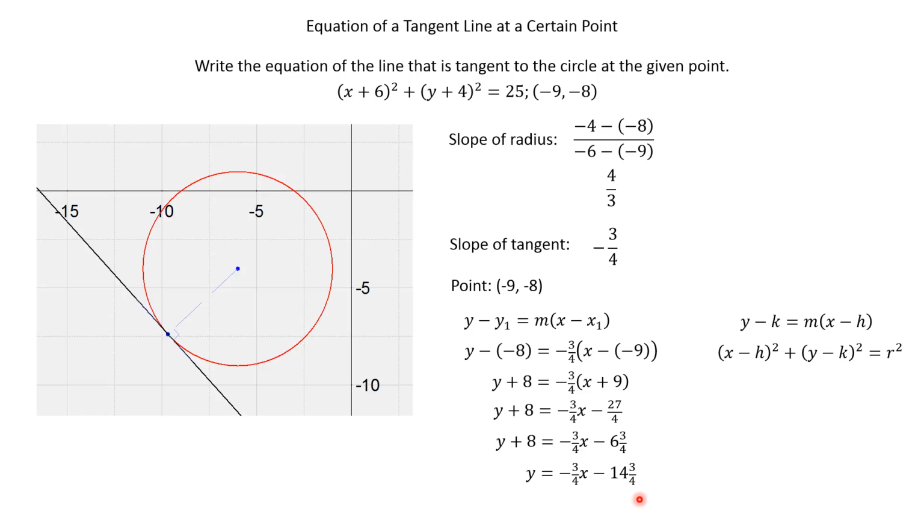Anyway, again, this is the answer. This is the equation of tangent line and the point. We found the slope of the radius using the center and the point. Opposite reciprocal is the slope of the tangent plus the point. We can plug it into our equation to get the equation of the tangent line. Other than that, we're writing equations given information.